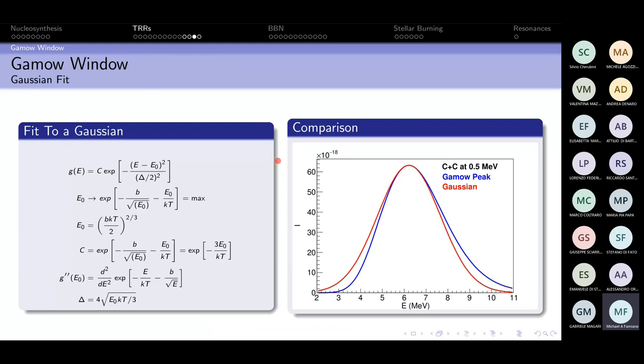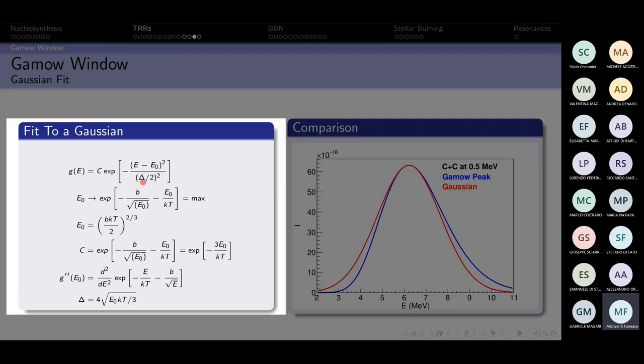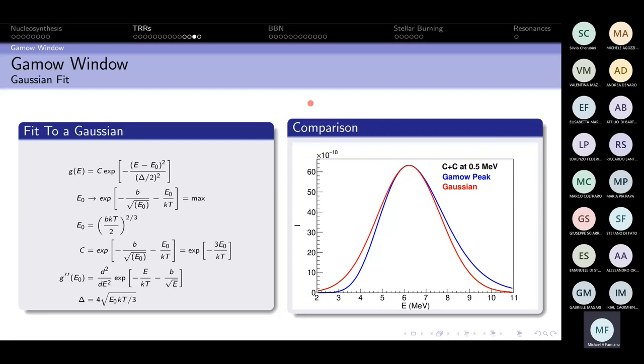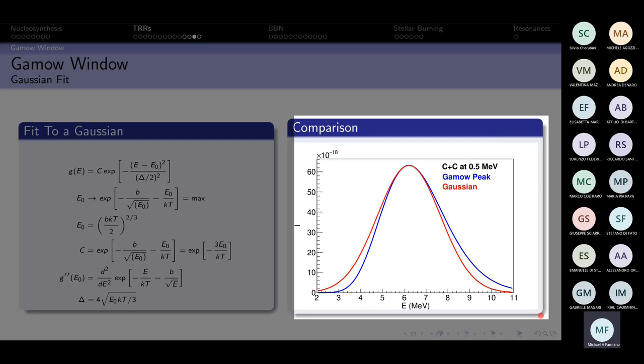And if you like to look at the math, you can follow the math on the left-hand side. There's our Gaussian function. We can figure out the centroid where it's a maximum, and we can figure out the width by taking a second derivative. But really all you need to know is this is how you figure out the centroid. B is from a previous slide, and this is how you figure out the width of the Gaussian if you want. And you compare the two on the right side. It's not bad. It's not perfect, but it's not bad. It can get better in many cases, especially at some higher temperatures, but not bad.